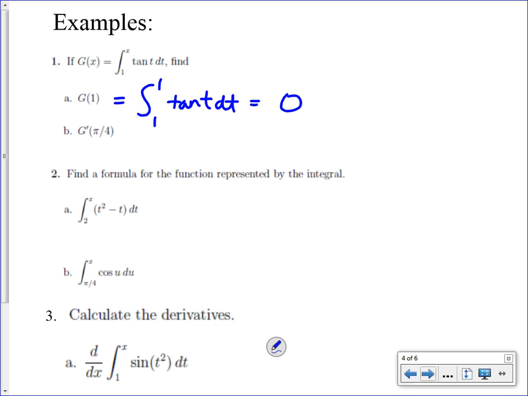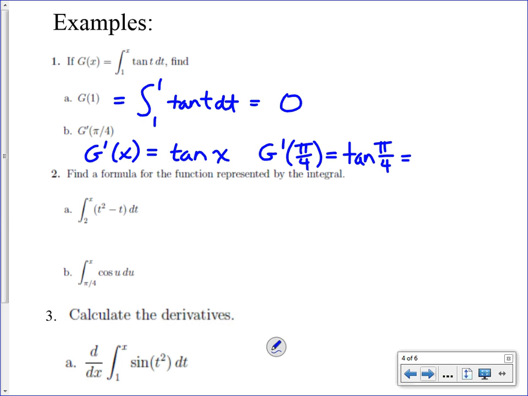All right, in part B, we're being asked to find g prime of pi over 4. So we're finding the derivative, okay? So let's find g prime of x first. So remember, all we're doing in that case is replacing t with x. So that just equals tangent of x. And then g prime of pi over 4 means we're replacing x with pi over 4. And then we're just thinking to our unit circle, tangent of pi over 4 is equal to 1.